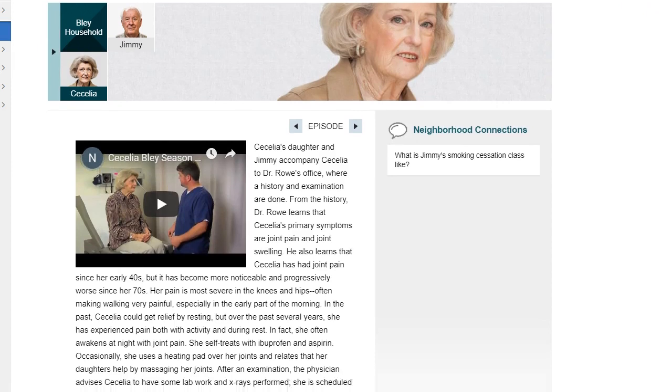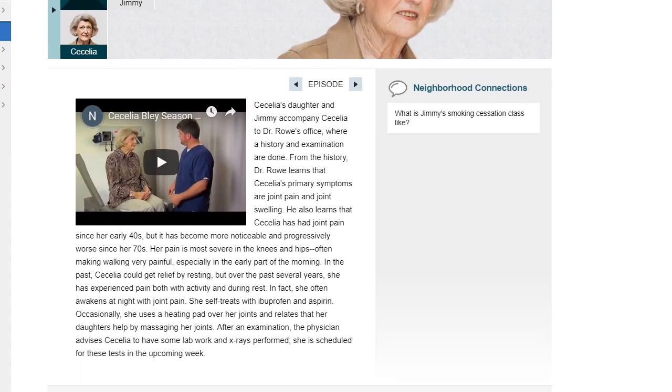And so Jimmy's daughter and Jimmy accompany Cecilia to Dr. Rowe's office, where history and exam are done. And from the history, Dr. Rowe learns that Cecilia's primary symptoms are joint pain and joint swelling. He also learns that she's had this joint pain since her early 40s, but it has become more noticeably and progressively worse since her 70s.